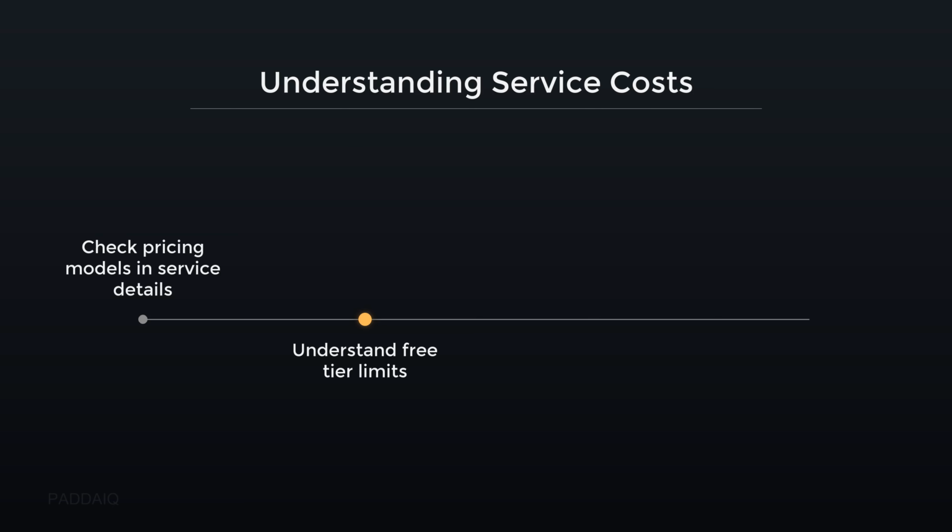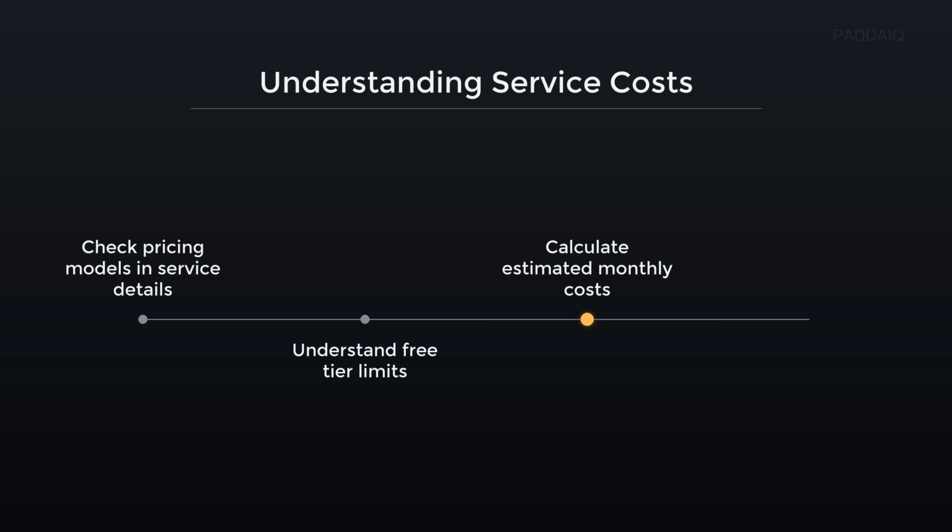Understand free tier limits. This means each service has a usage threshold you can consume at no cost before billing starts. For example, the SAP HANA Cloud free tier allows 1 GB storage. Exceeding this incurs charges. Always monitor your usage to stay within these complementary boundaries.